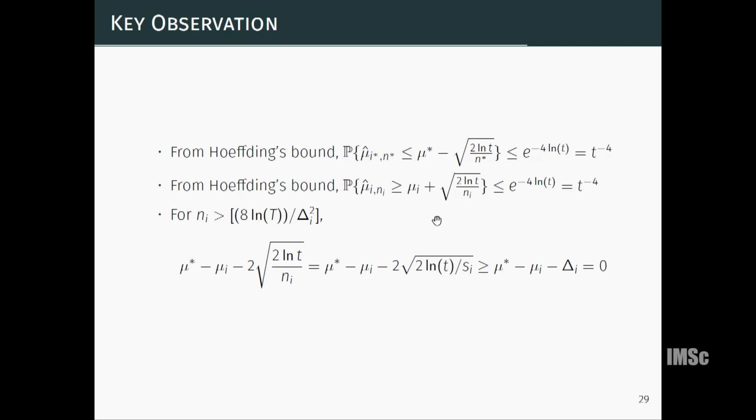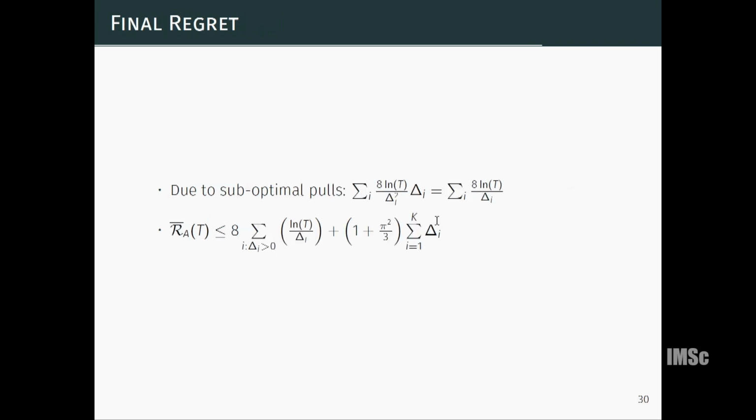Once you have these terms, we can work out the math in tutorial, but then you know how many times you are pulling the suboptimal arm, and this gives you the regret. What is due to suboptimal pulls? 8 ln t by delta I square denotes the worst possible number of times you will end up pulling the arm I, and that leads to a regret of delta I. So the summation over I of 8 ln t by delta I gives you the regret guarantee of log t.